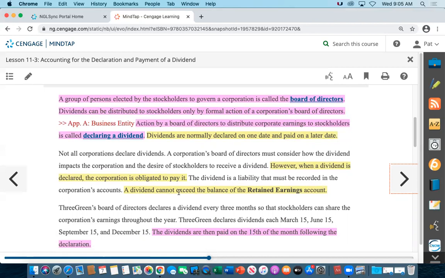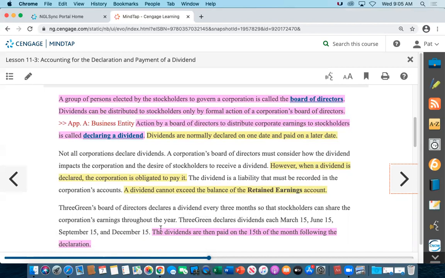Okay. A dividend cannot exceed the balance of retained earnings. That should make sense. If you have $100,000 in retained earnings and you want to pay some dividends out, they can't exceed the money in that account. Obviously, anything else doesn't make sense.